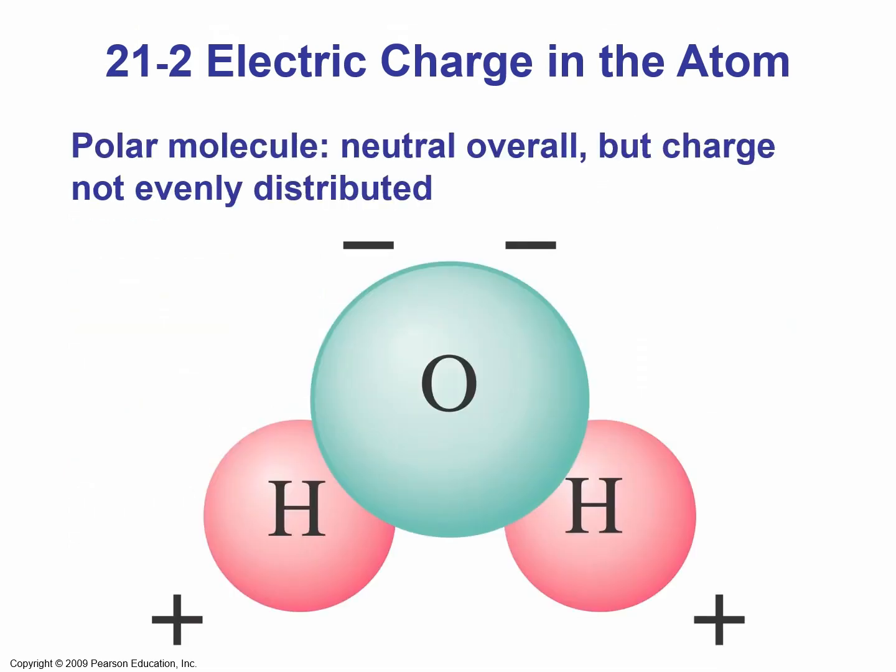As opposed to the previous example, where the charges were distributed evenly, here we have a polar molecule. In this condition, the atom is neutral, but the charges are not evenly distributed. As we can see here, the oxygen atom is negatively charged. There are two negative charges, but the hydrogen atoms are positively charged. The molecule of H2O, which is the water molecule, is overall neutral and doesn't have any net charge.